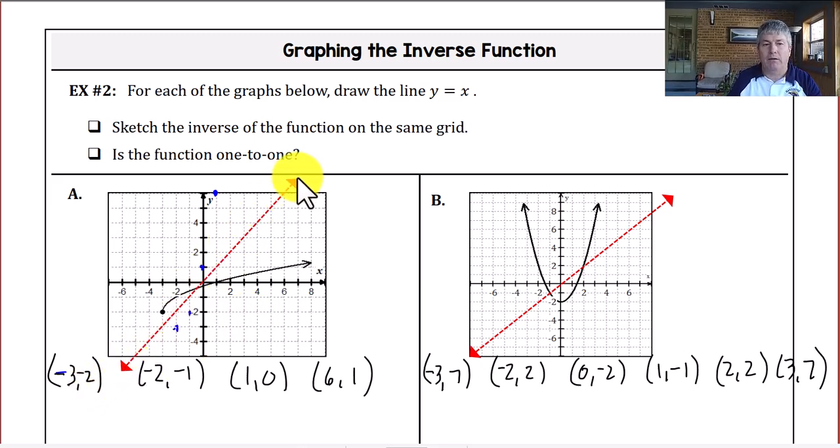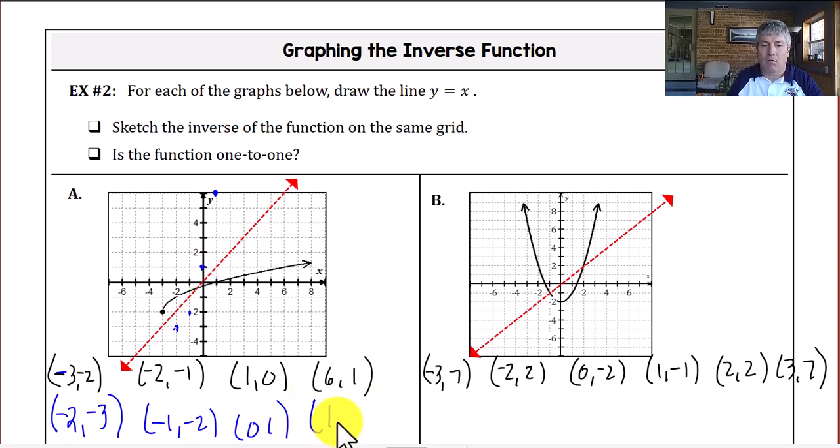I've also put in the line y equals x. Now we can map our inverse function, which would be (-2, -3), (-1, -2), (0, 1), and (1, 6). So our inverse function is going to look something like the blue graph there, and it is one-to-one, and it passes the horizontal line test.